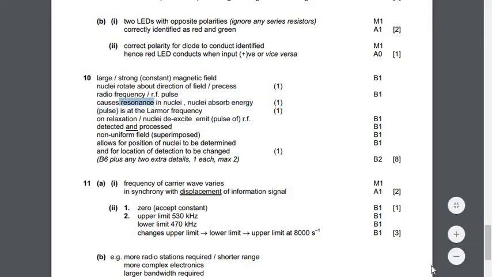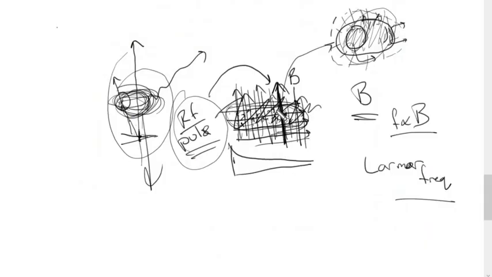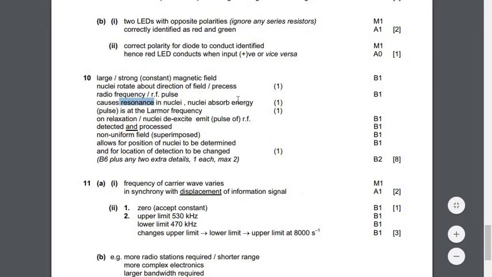We matched the frequency, the radio frequency we used matches the frequency of the nuclei, which is why this is a sort of resonance. So resonance occurs when the nuclei absorb energy from pulses at the Larmor frequency. The nuclei get excited, absorbing the energy, and then they de-excite, emitting an RF pulse. This pulse is then detected and processed by the MRI computing system. Then you can add another non-uniform field superimposed on the uniform field, which allows the position of the nuclei to be determined.